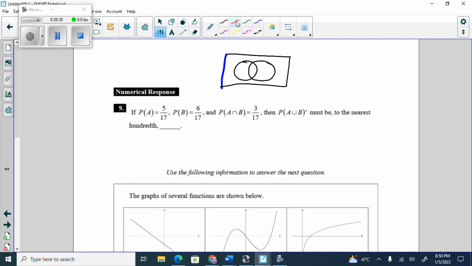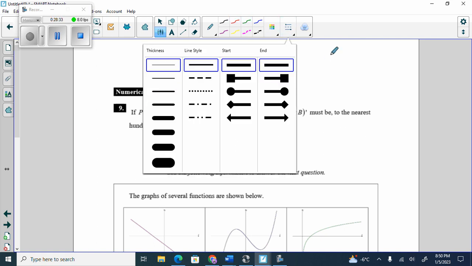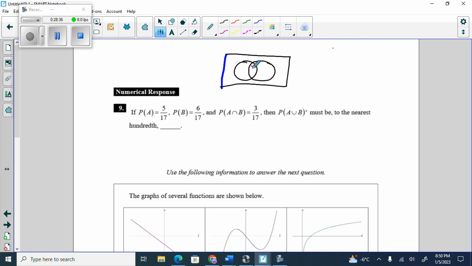All right, so in the middle, we have 3/17. Then in A, we need to have 5/17 in all of A. So we do 5/17 minus 3/17, and we get 2/17. And then in B, we have 6/17. We already have 3/17. Now when we add them up, we need common denominators, which we already have. 3 and 3 is 6, and 2 is 8.